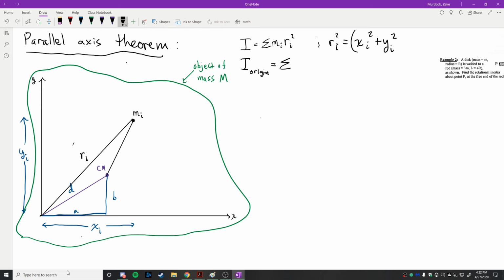So my equation for the moment of inertia about the origin is going to be the sum over m_i times x_i squared plus y_i squared. This would give me the moment of inertia about the origin.